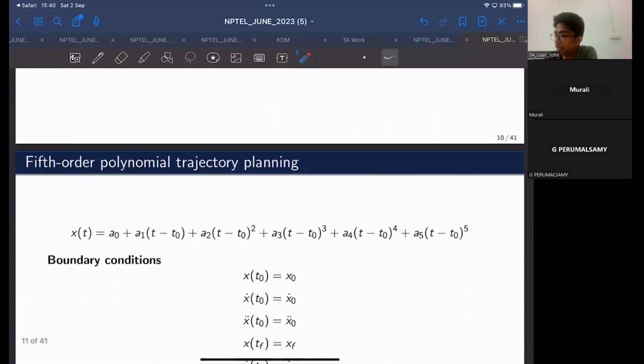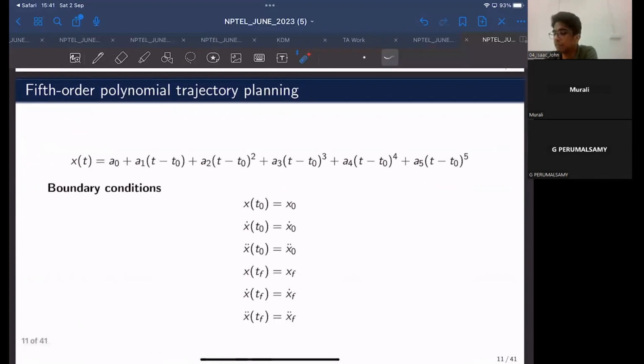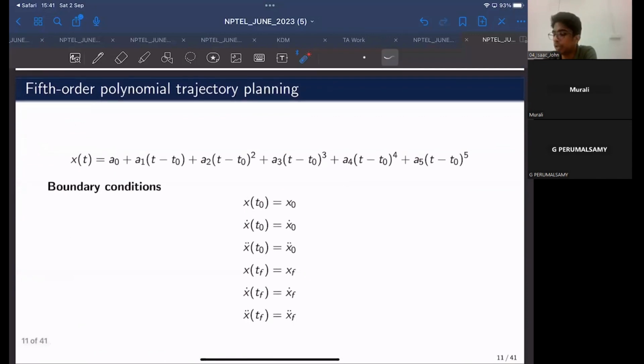So again, if you are interested, this is how a fifth order polynomial would look like. It has a constant a0, a1 times t minus t0, a2 times t minus t0 the whole square, a3 times t minus t0 the whole cube, all the way to a term of order t minus t0 to the 5.